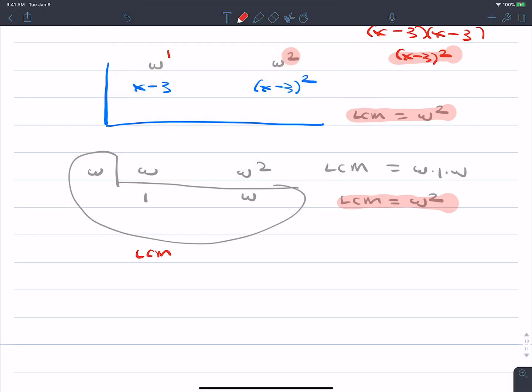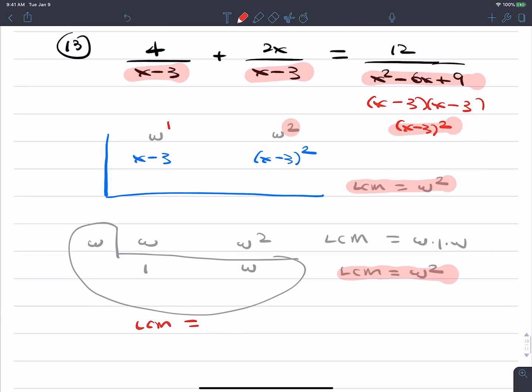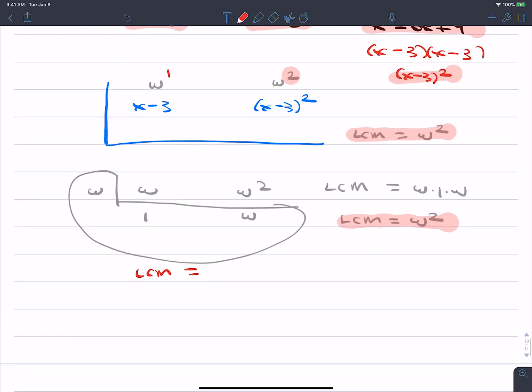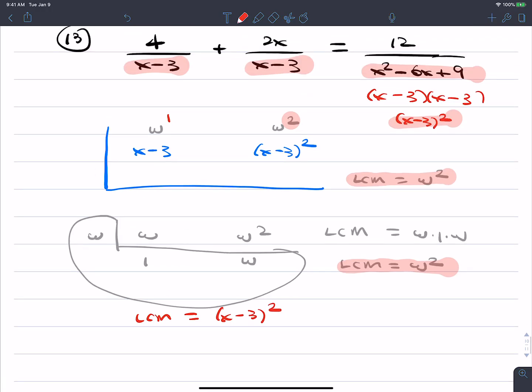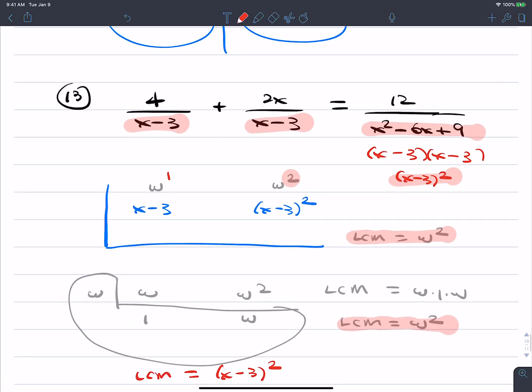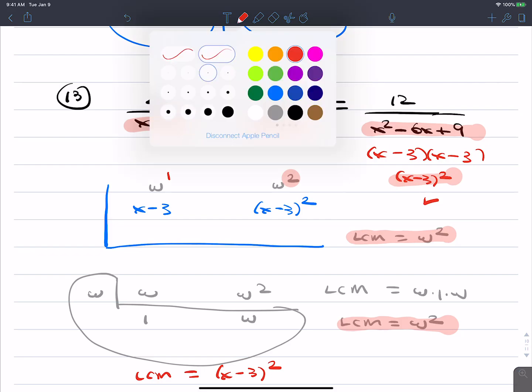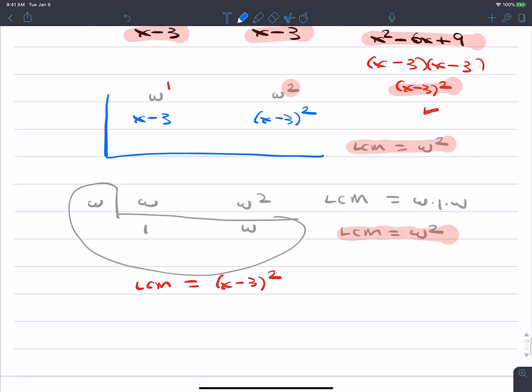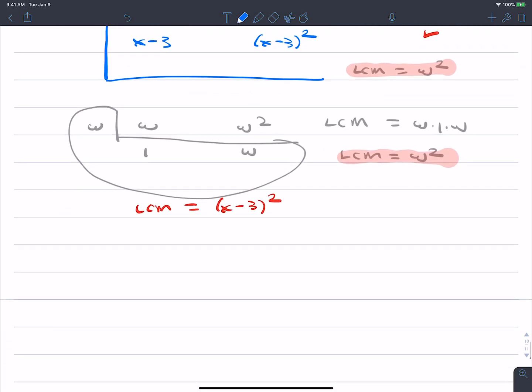However, this is not the LCM of the question that we have. The LCM will actually be, go back here, x minus 3 squared. Okay, so this is the LCM, because that's our w squared. All right, you guys with me on that? You guys see the point there? So that makes this a lot easier to work with.